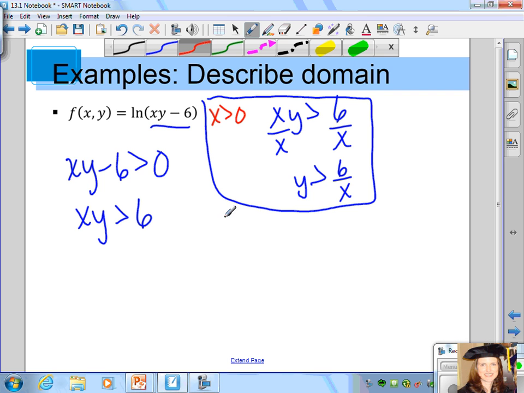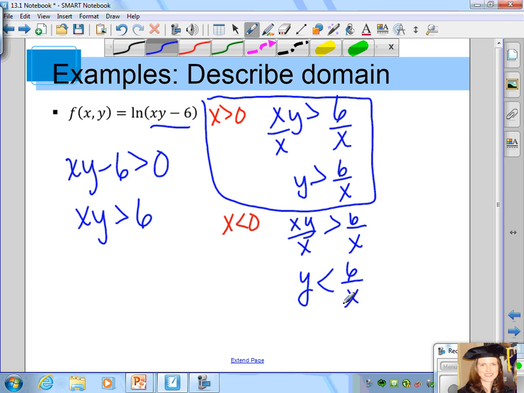But if x is less than 0, in other words, x is a negative number, when you take that inequality and simplify it by dividing by x, you're dividing by a negative, and that changes the direction of the inequality. The greater than becomes a less than, and we get y is less than 6 over x. So looking at this graphically, when x is positive, y has to be greater than 6 over x, and when x is negative, y has to be less than 6 over x.